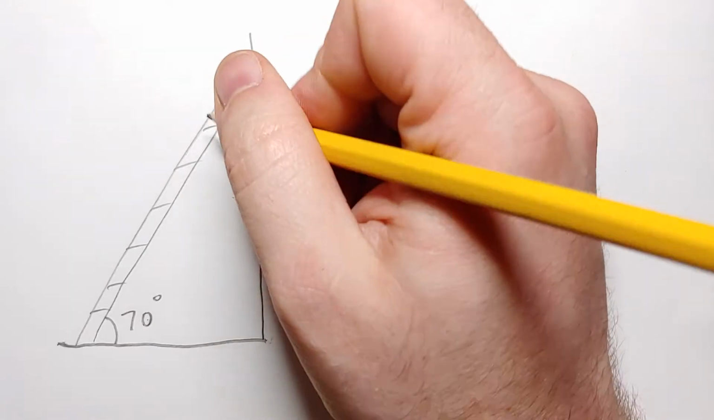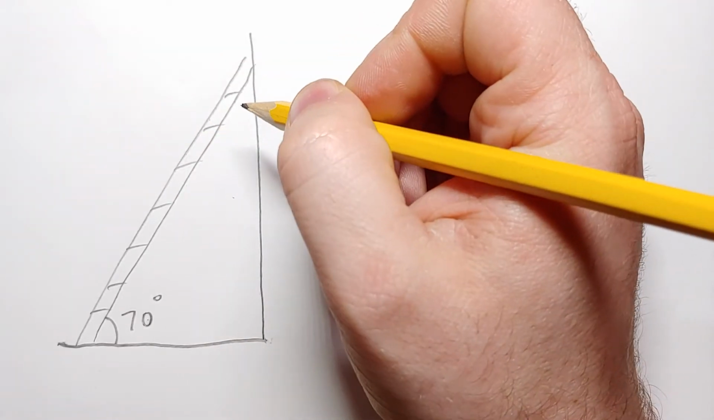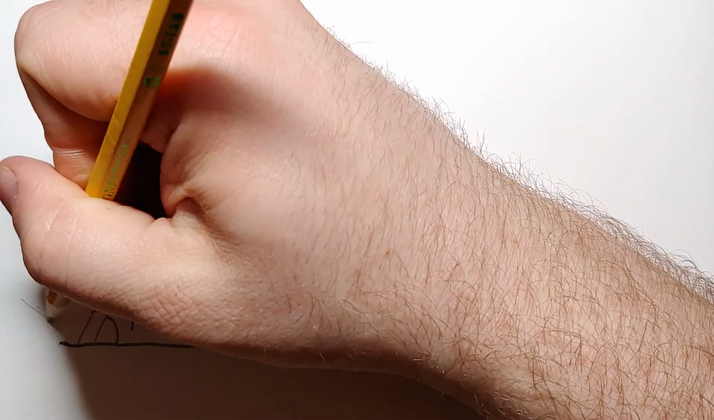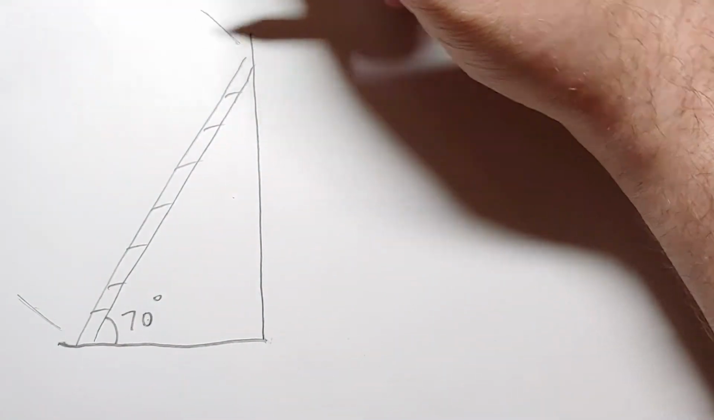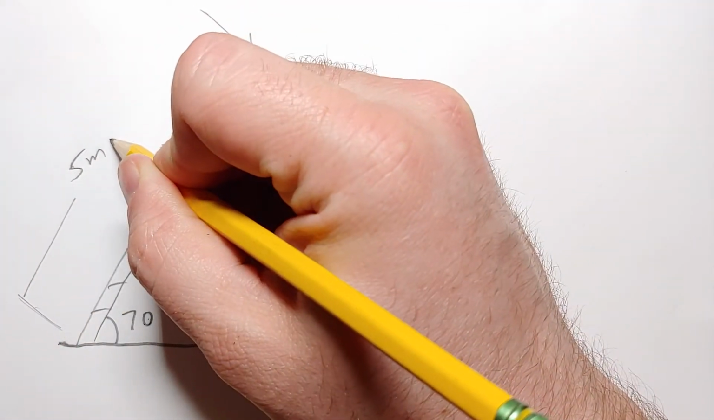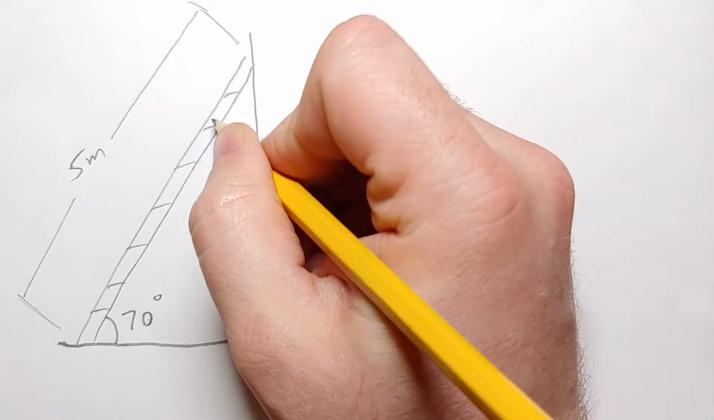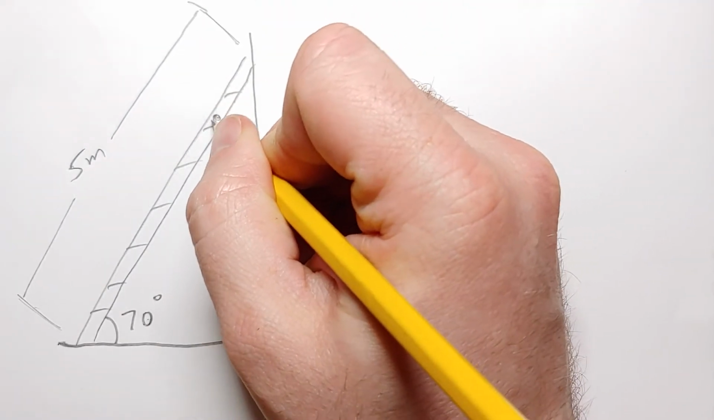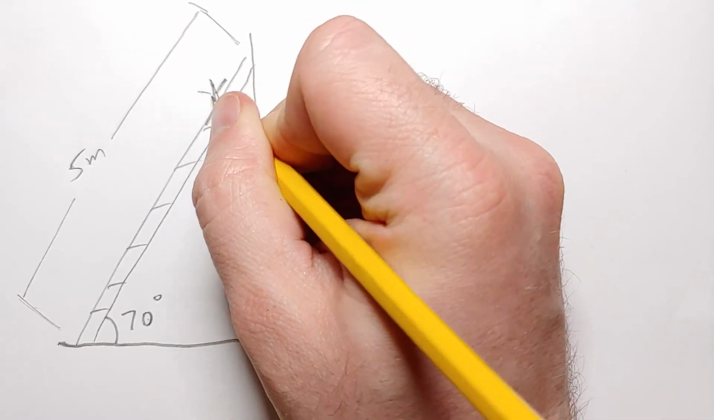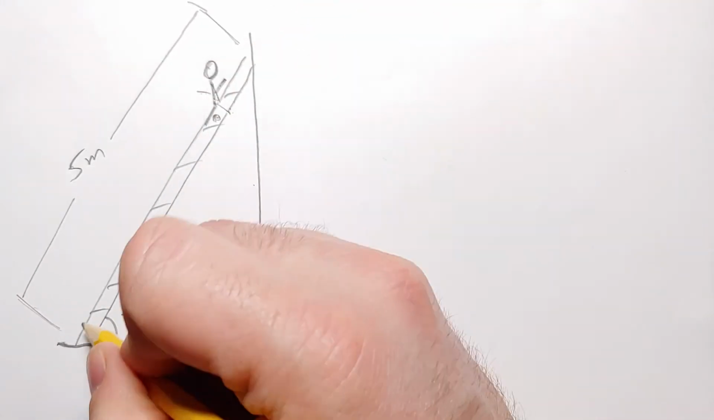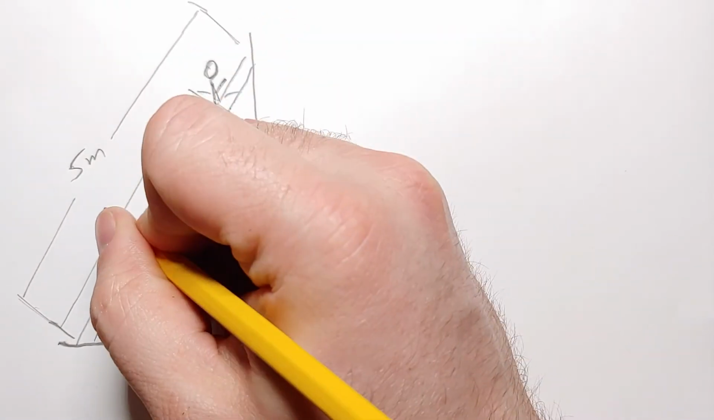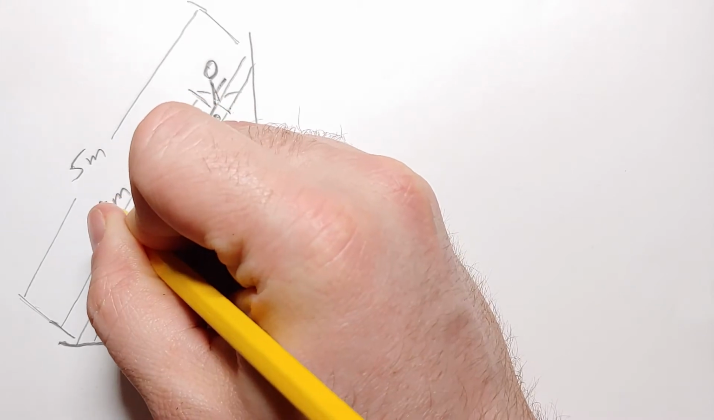And there's a person on the ladder 4 meters up, and the ladder itself is going to be 5 meters long. So the whole ladder is 5 meters, but there's a person standing right here, and that is 4 meters up the ladder.